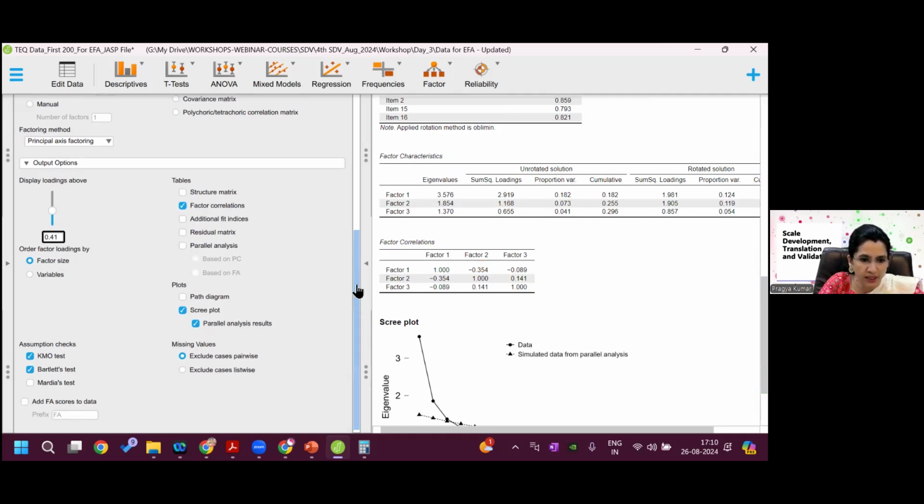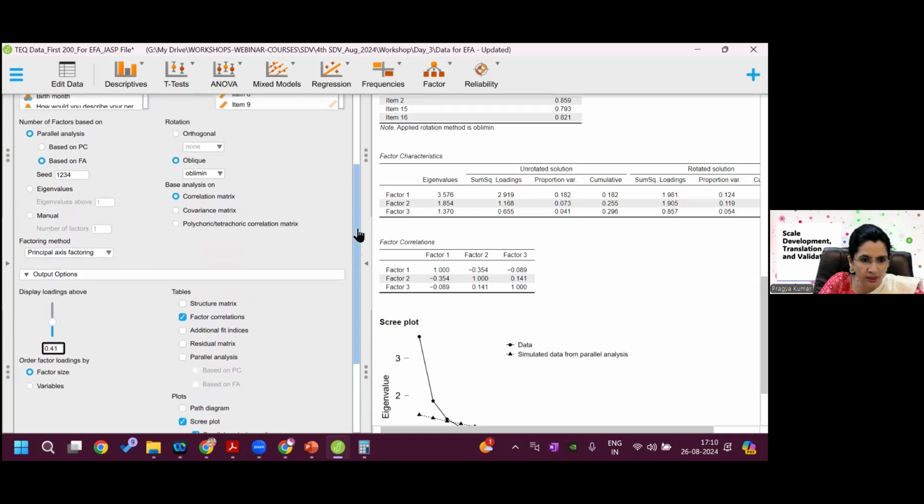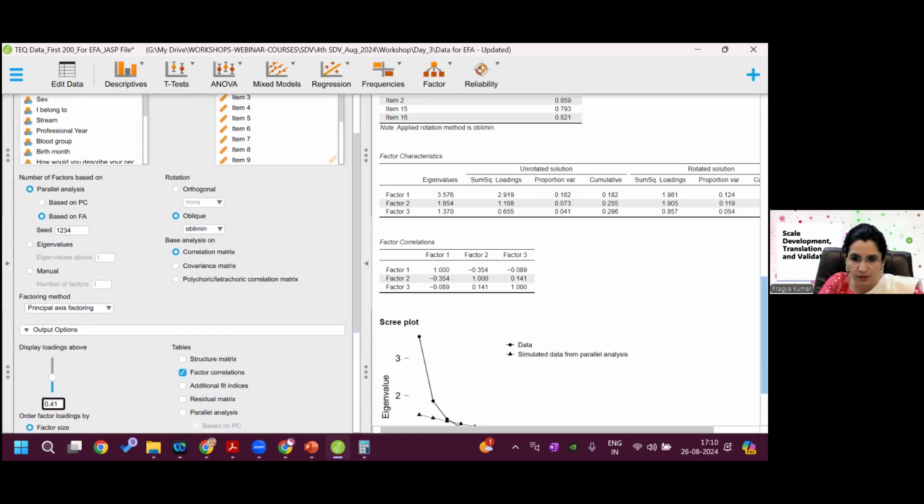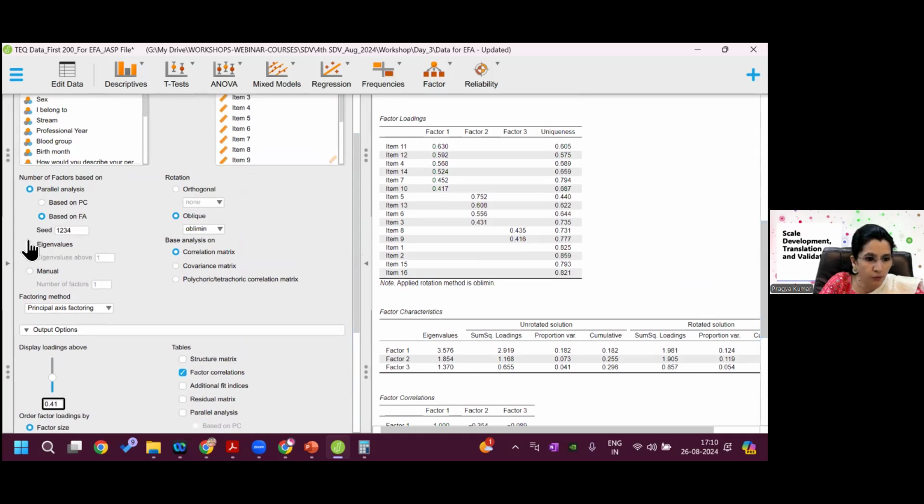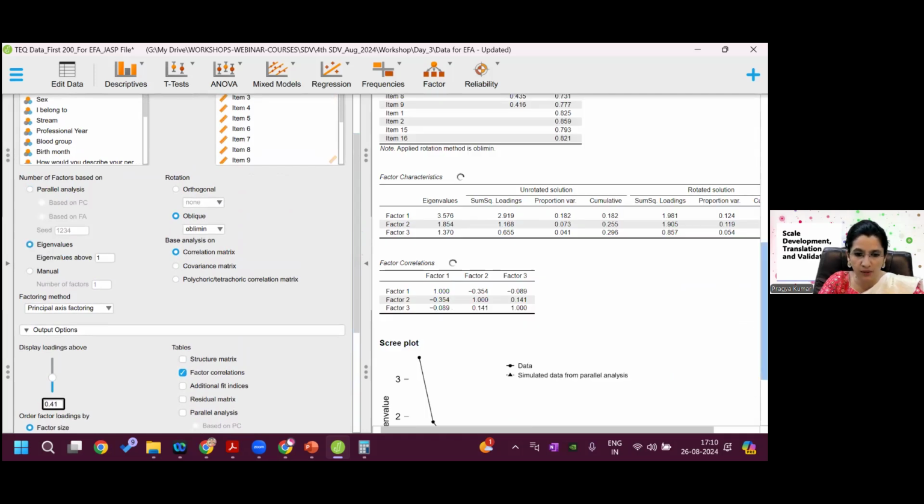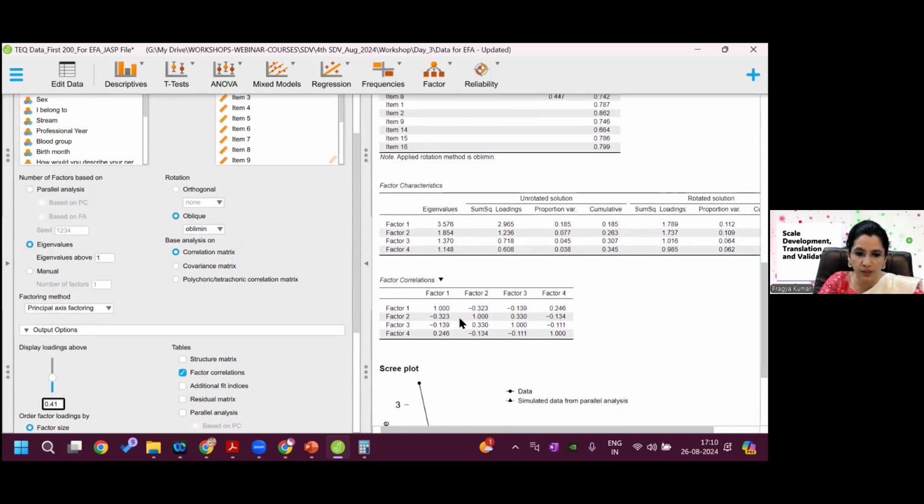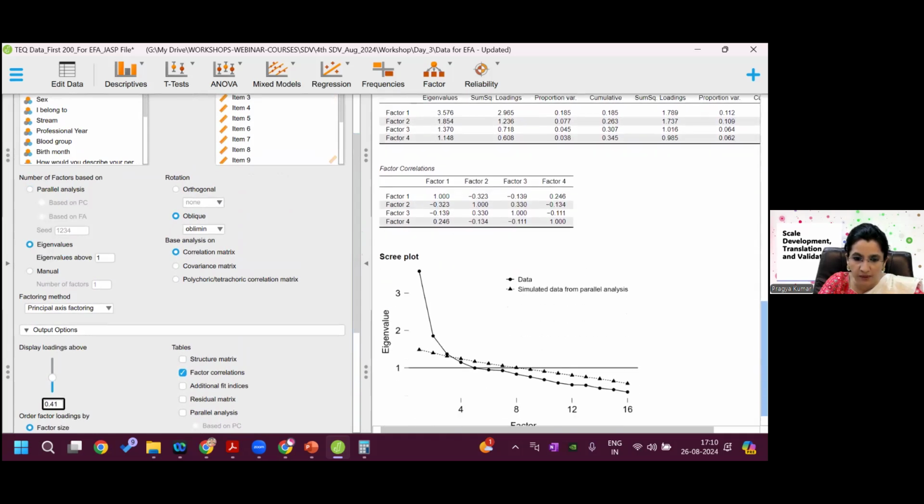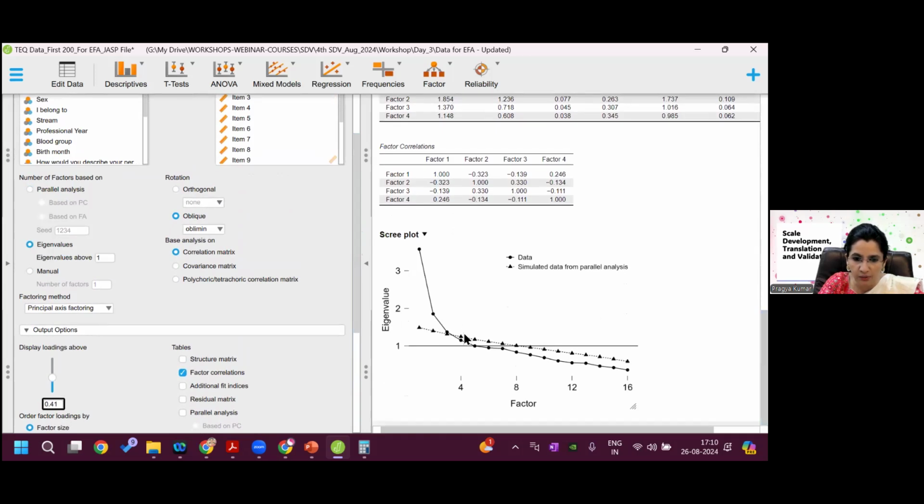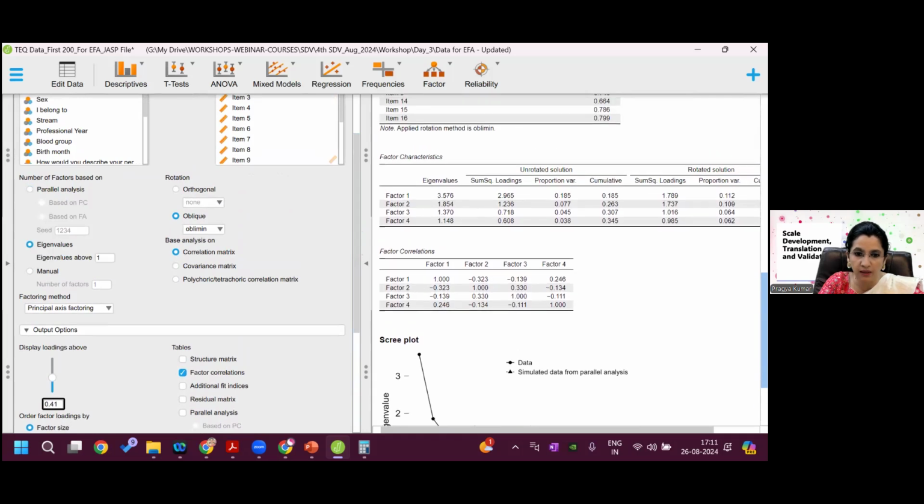Till now, I think this is the only important thing which you should see. So what will you propose? Now, if you want to go with eigenvalue more than 1, then you see how many factors it gives you. Then it is proposing a 4-factor structure. This is the scree plot, again showing 3 only. But if you see the eigenvalue, then it is showing you 4, because factor 4 has an eigenvalue of more than 1, 1.14.